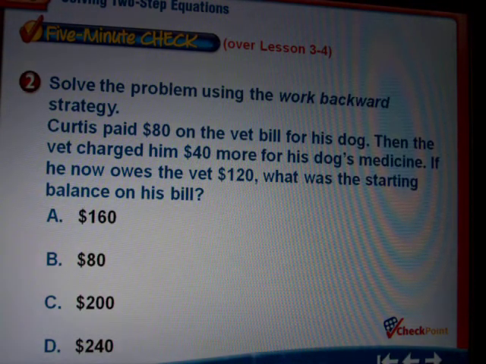So now solve this problem using the work backwards strategy. Curtis paid $80 on the vet bill for his dog. Then the vet charged him $40 more for his dog's medication. If he now owes the vet $120, what was the starting balance on his bill? Is it A, $160, B, $80, C, $200, or D, $240?